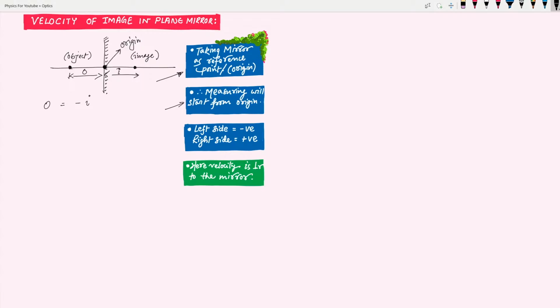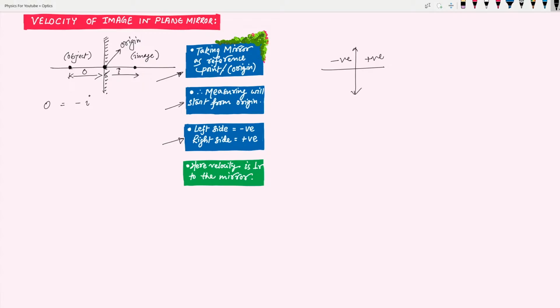So this is the second point. Now the third point says that left side, this is the sign convention. Now how to understand this? Very simple. It is the same as the thing that we have learned in our coordinate geometry. That is, the left side is taken as negative, the right side is taken as positive. So these are the important points that you need to remember.